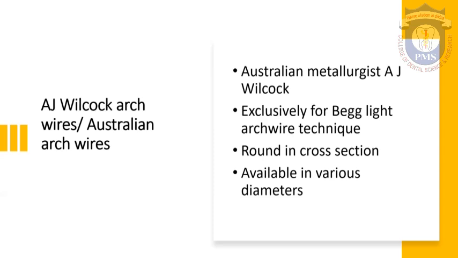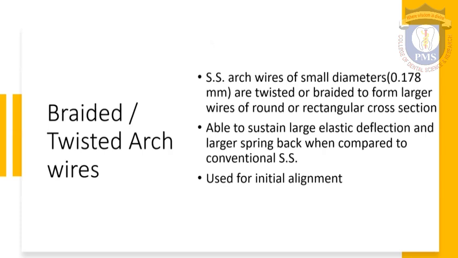Then next is AJ Wilcock wire. This is used in the Begg appliance system. This was found by Australian metallurgist AJ Wilcock. The wire is round in cross section and is available in various diameters.